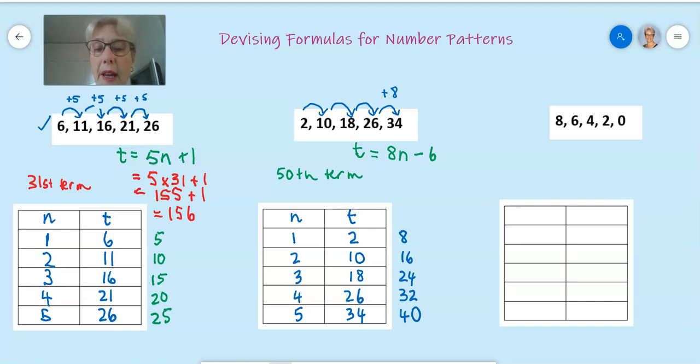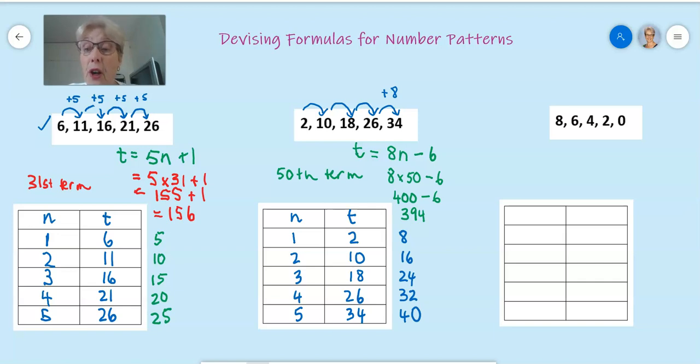What I'm going to do now is I'm going to say 8 times 50 minus 6. Now 8 times 50 gives me 400. 400 minus 6 gives me 394. So this tells me that the 50th term in my number pattern is 394. Okay, now let's look at the last pattern that we have here.